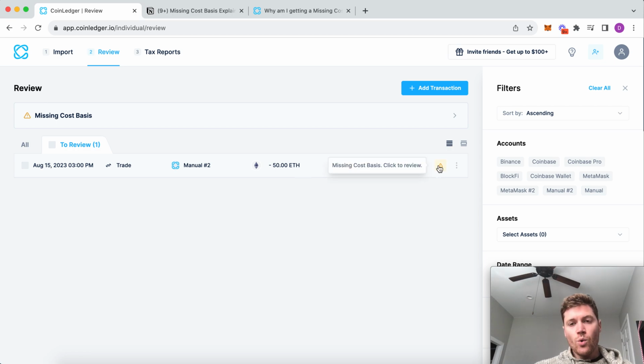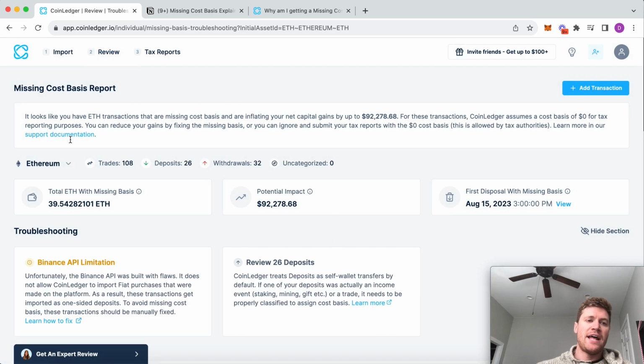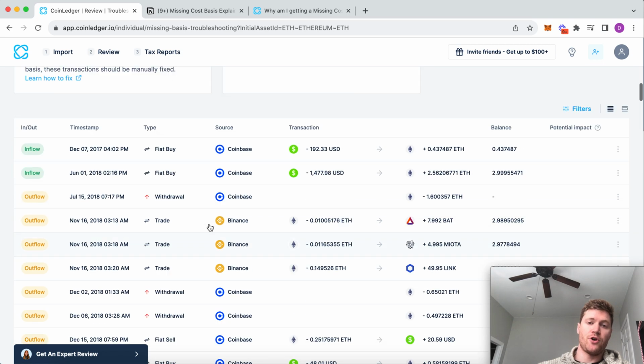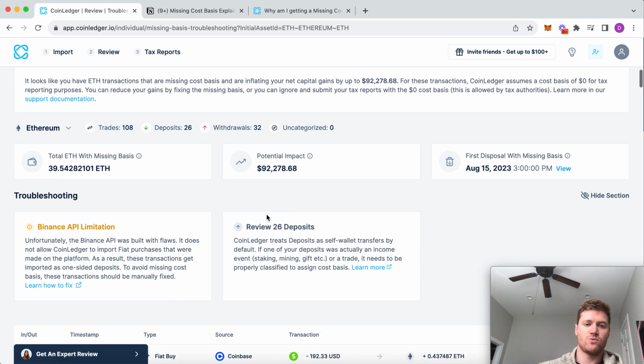Now, we can troubleshoot this in a variety of ways, but first what you're going to want to do is go to the troubleshooting tab. And this is going to be a useful tab to, again, troubleshoot your missing cost basis warnings. Really what this is doing is it's sorting all of your transactions for a specific asset for you, and then recommending various problems that could be causing and attributing to this missing cost basis warning.